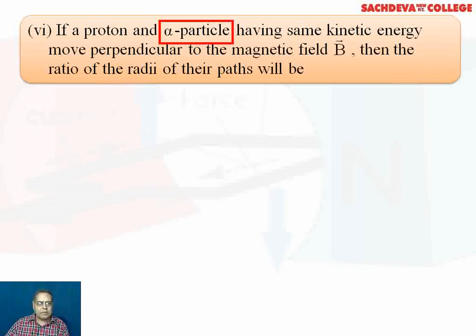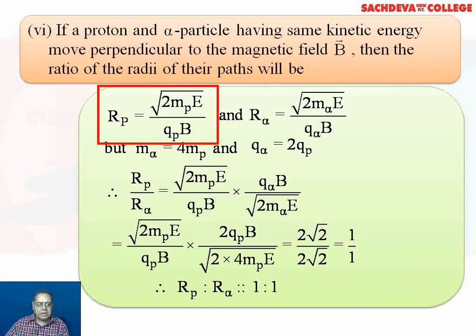If a proton and an alpha particle having the same kinetic energies move perpendicular to the magnetic field B, then the ratio of radii of their paths will be? Now, the radius for proton is given by the function under root 2 mp E divided by qp B. mp stands for mass of a proton, qp stands for charge of a proton, E is energy and B is the magnetic field. You will further remember that the magnetic field B is taken in Tesla.